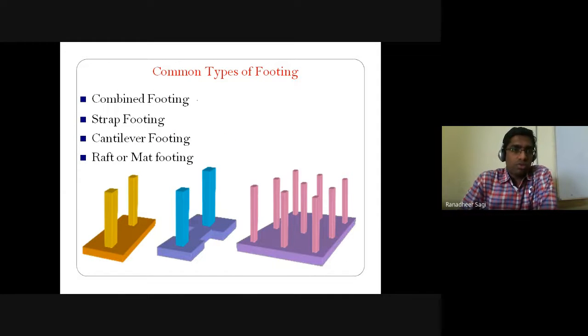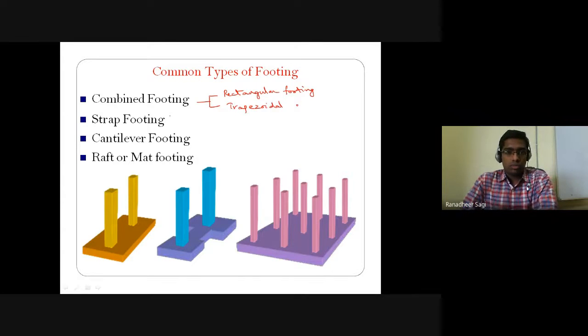Combined footing. In case the load carried by one column is heavy and the load carried by the other adjacent column is less, in order to have a uniform load distribution across, we go for what are called combined footings. The most common types of combined footings we come across are rectangular footings, which we have already talked about in the introductory lecture, and the other type is the trapezoidal footing.